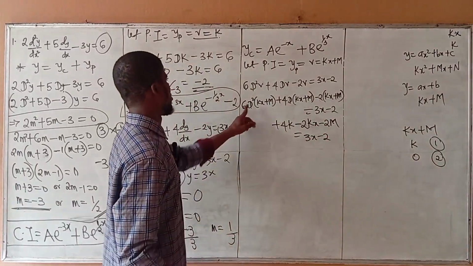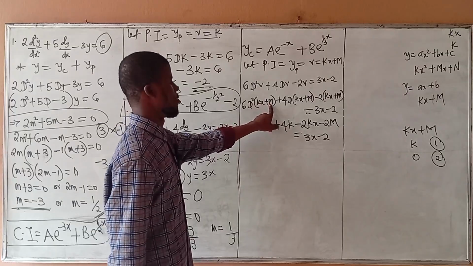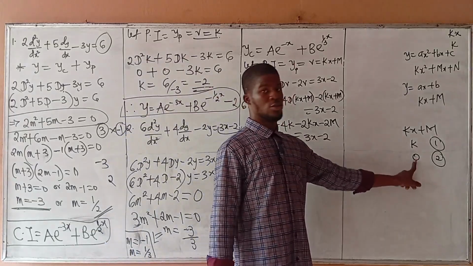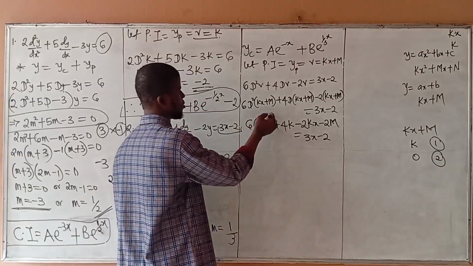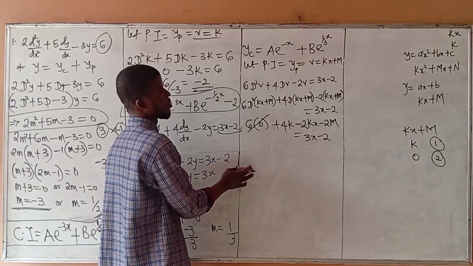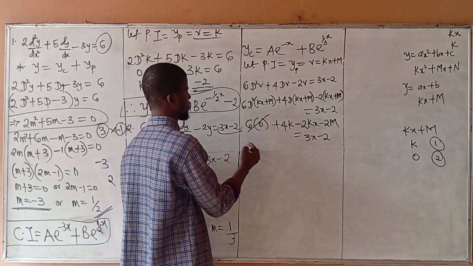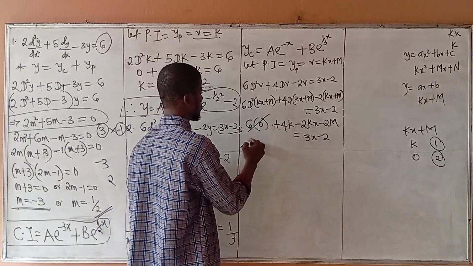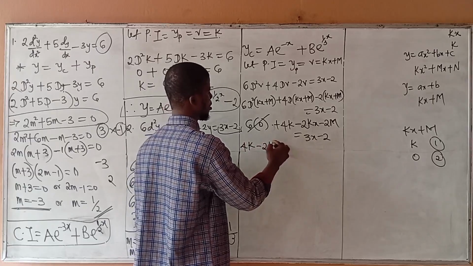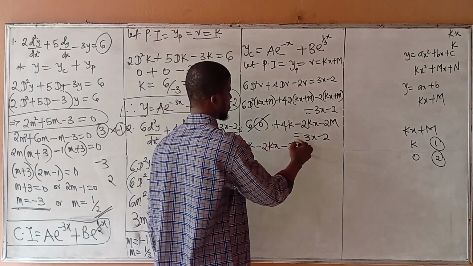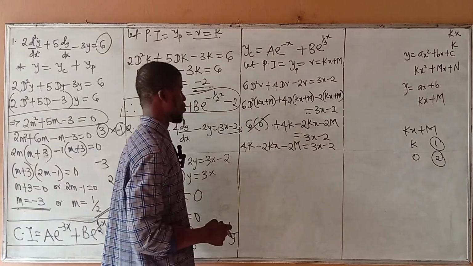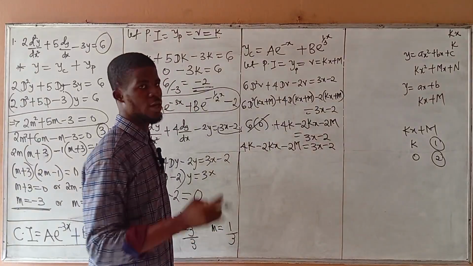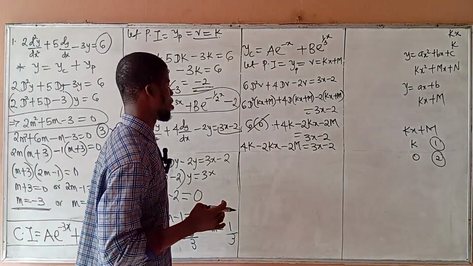Then, when we differentiated kx plus n 2 times, we got what? 0. So if I multiply 6 by 0, it's going to give me 0. So what's left? This is 4k minus 2kx minus 2n equals 3x minus 2. We are looking for k and n in this equation.